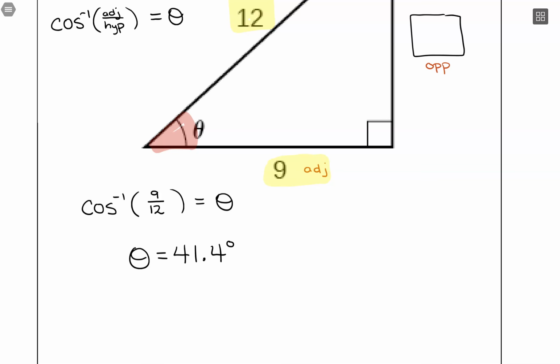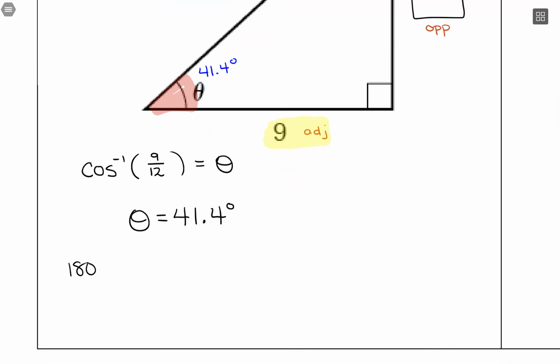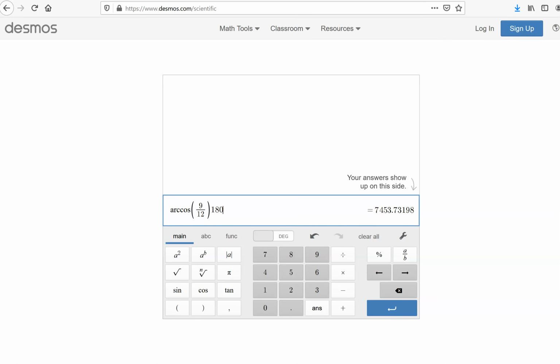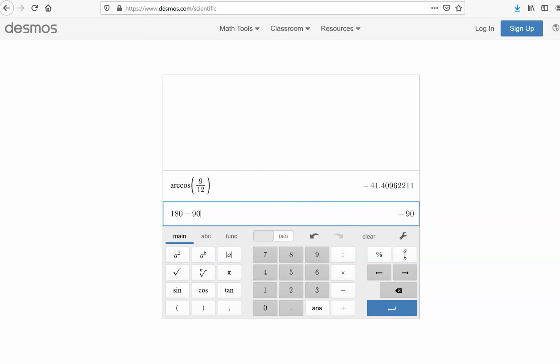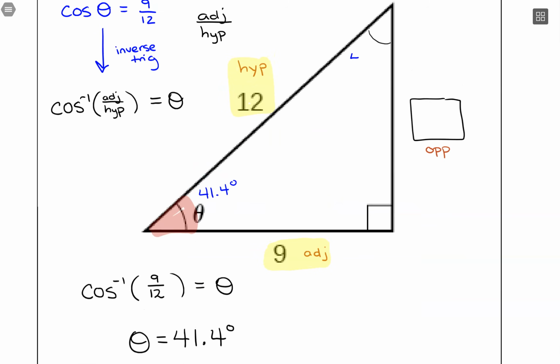So what I have there is 41.4 degrees. Now to get the other angle measurement, I'm just taking 180 minus 90 minus 41.4, since all three of those angles should add up to 180. So if we plug that in, 48.6. So this angle measurement up here is 48.6 degrees.